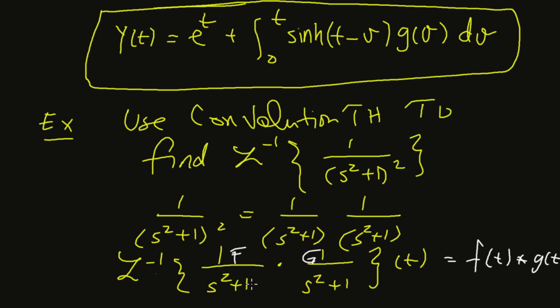And if you look at the table, this is just sine of t, right? And this is sine of t. So it is some convolution of sine of t with sine of t. Alright, so now we'll go and apply the definition. Let's do the definition, and it's going to be the integral from 0 to t of sine of t minus v, sine of v dv.